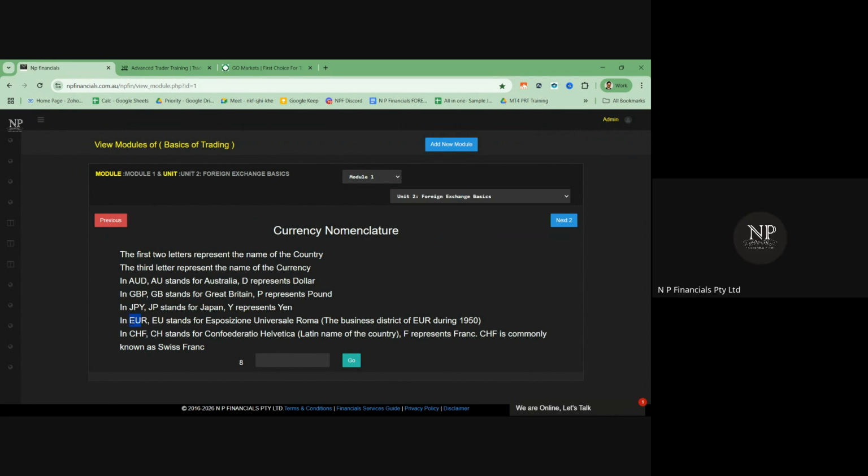EUR: EU stands for Esposizione Universale, R for Roma, the business district of Euro during 1950. Do you know this Esposizione Universale? No, I never knew that. Good to know that. No one knows this.